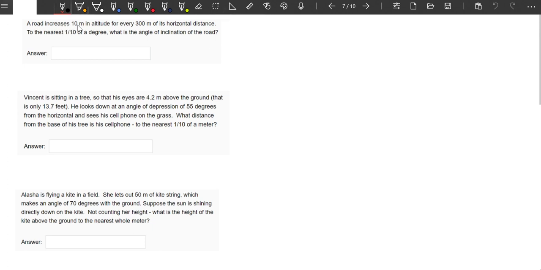A road increases 10 meters in altitude for every 300 meters of its horizontal distance. That means you go 300 meters this way, and you have climbed up 10 meters, and you're actually driving along this surface here. This is where you're, I don't know, here you go, you're in a car. To the nearest tenth of a degree, what is the angle of inclination of the road?